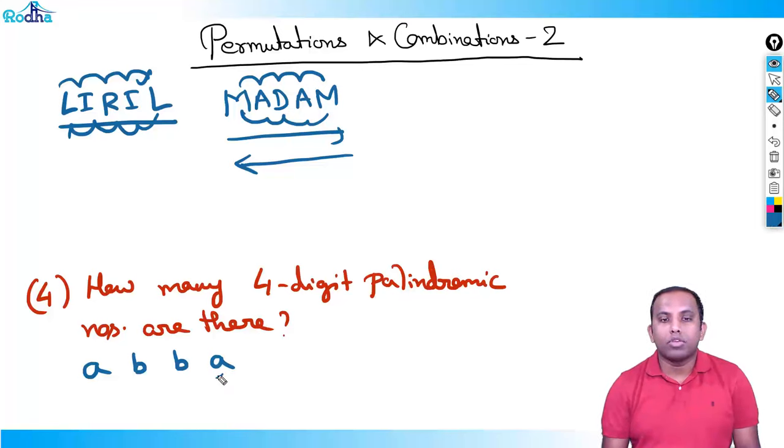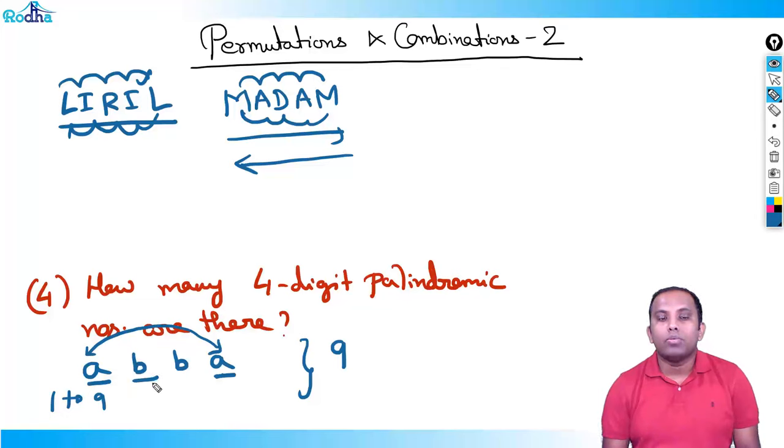Now, it's quite easy because we can start from the last as well as first, because we only have to fix A and B. If I fix the first place A, then automatically the last place A is fixed, because A and A are same. So for first place A, how many options do we have? We have 1 to 9. So for the first place, we have 9 options. So if first place has 9 options, automatically last is also fixed.